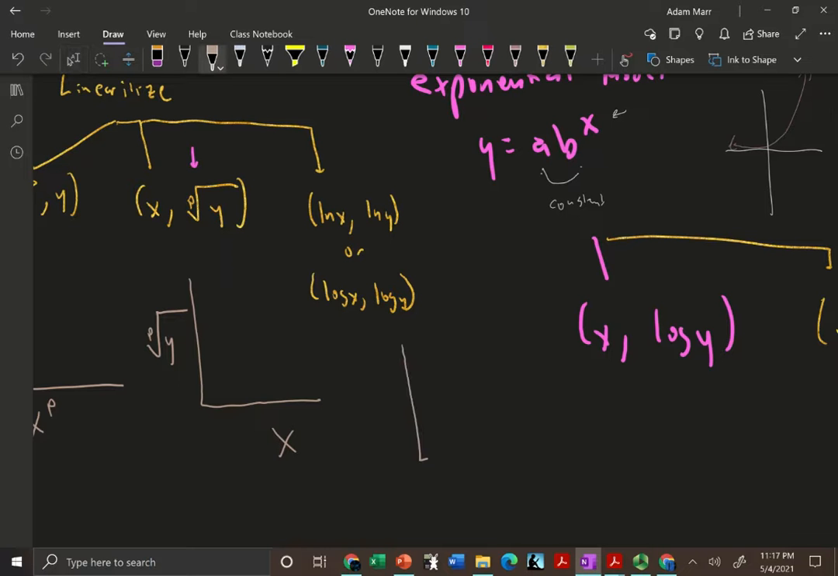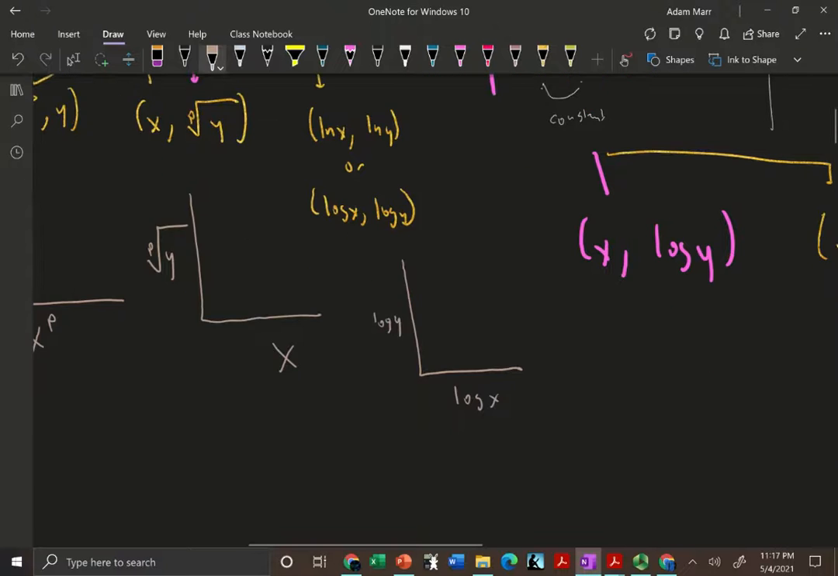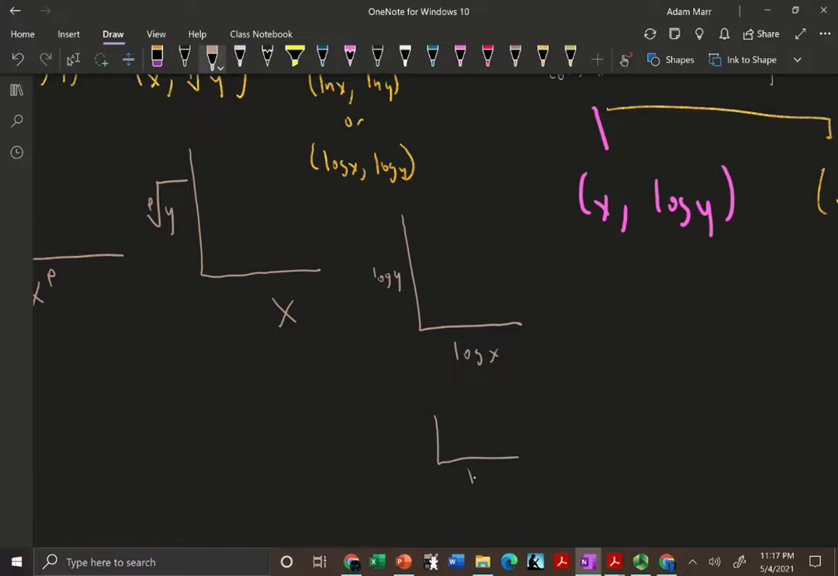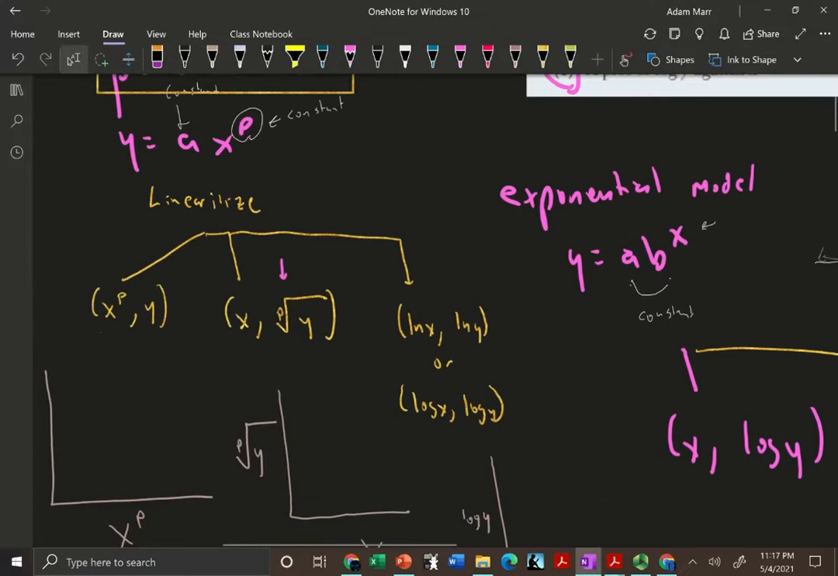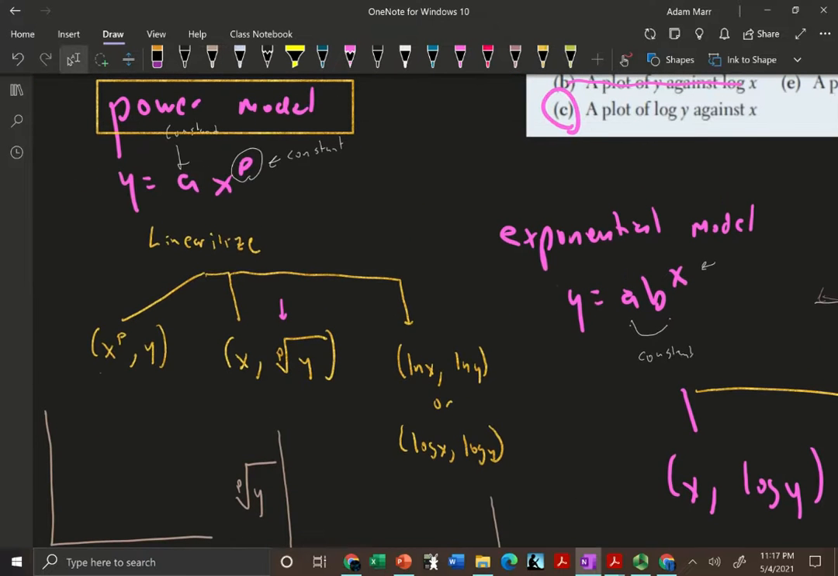Another way that you would see it is if you have the log or natural log of both the explanatory and response variables, the x and y. So it could be log of x, log of y, or the other option is ln of x, ln of y, okay? Now this is all for power models, don't forget. So for power, you have all these options.